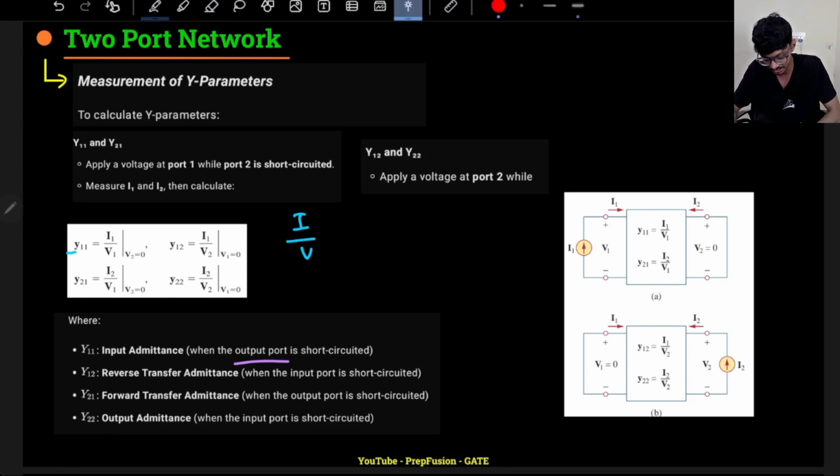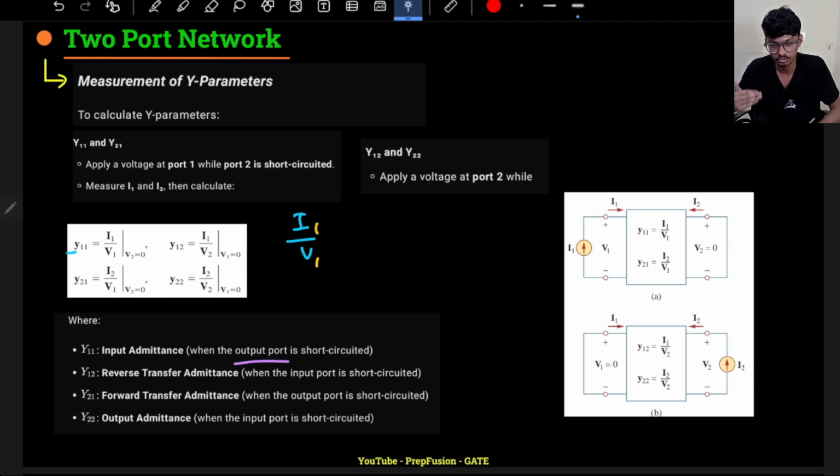Step 2 is checking the numbers. So this is 1, that means this is the number of the numerator, so it will be I1, and the second number is the number of the denominator, so this will be 1. And of course there are conditions. So this is the Y parameter.